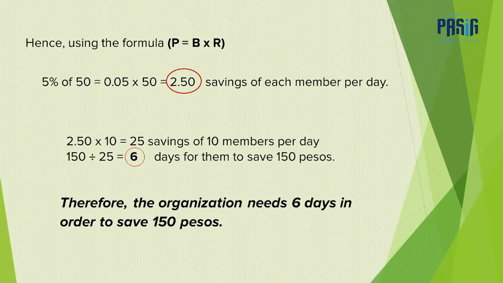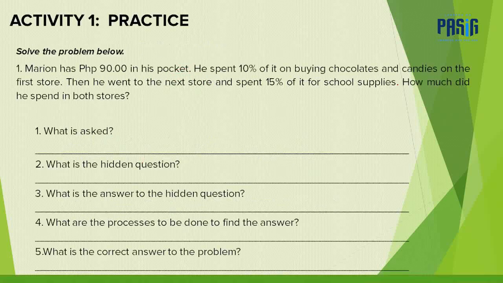So after that, 2 and 50 hundredths multiplied to 10 is equal to 25. So the savings is 25 pesos of 10 members per day. So after that, you need to divide the 150 by 25. So 150 divided by 25 is equal to 6. So the answer, 6 days for them to save 150 pesos. Therefore, the organization needs 6 days in order to save 150 pesos.